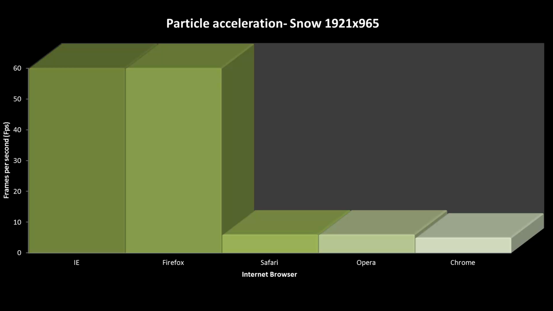When running the particle acceleration test, which is basically how well a browser can simulate intensive HTML5, we see Internet Explorer and Firefox tied with 60 frames per second, while Chrome surprisingly is last, at only 5 frames per second, totally unplayable.